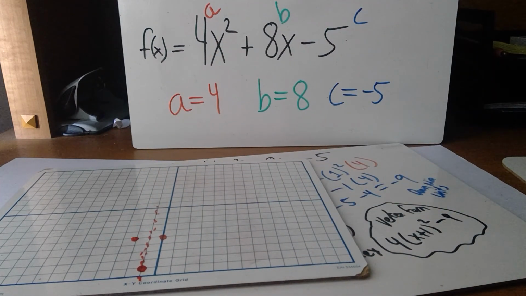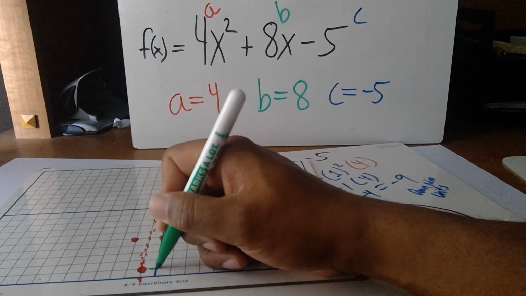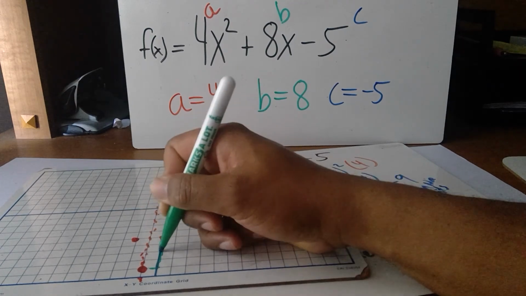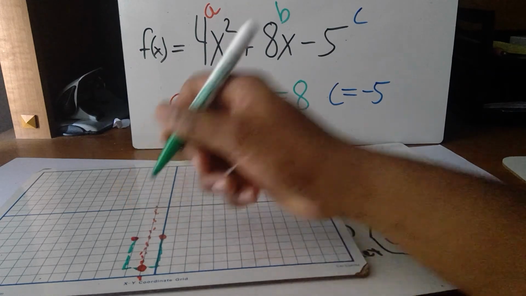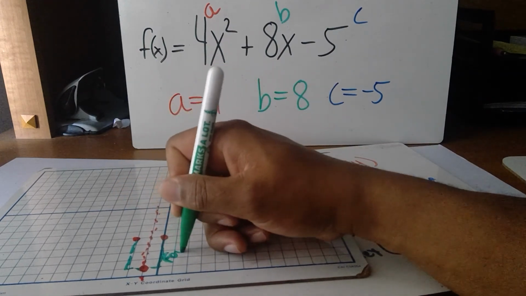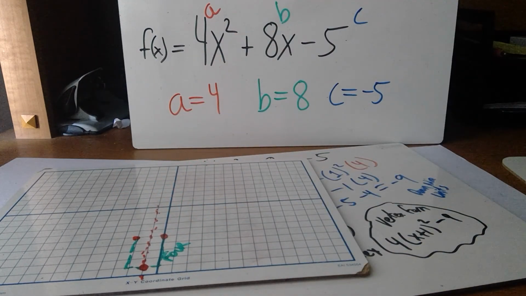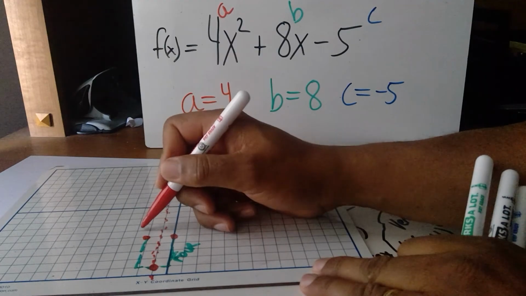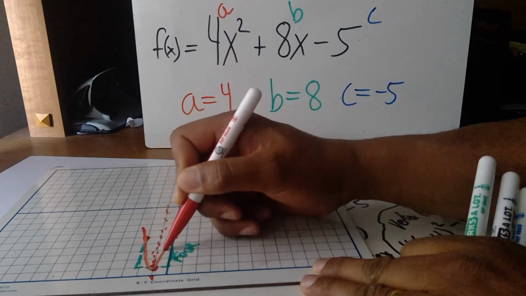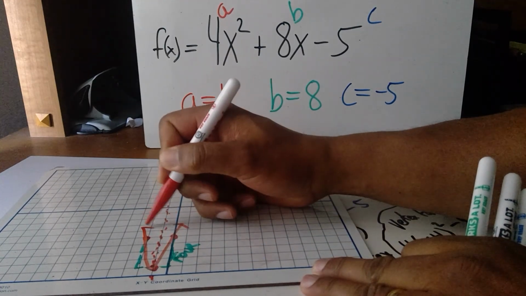Now, check this out. If I go 1 to the left and 1 to the right, I'm going 4. There's the stretch by 4. Look at that. It's stretched by 4. That's the factor where it's stretched by 4. That proves that my vertex form is correct. It really is. That's my vertex form right there. There's my parabola.